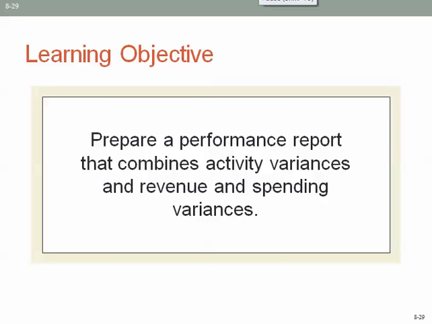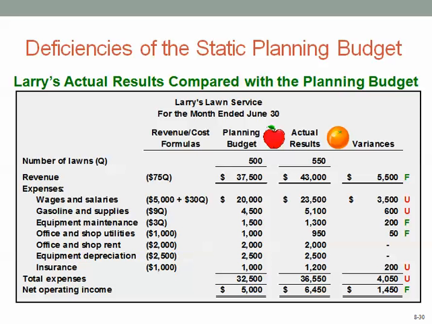For our next learning objective, we're going to prepare a performance report that combines activity variances and revenue and spending variances. Recall when we first compared Larry's actual results with his planning budget, we observed some fairly large variances. Our revenue variance, for instance, was $5,500, and we identified two potential causes for this.